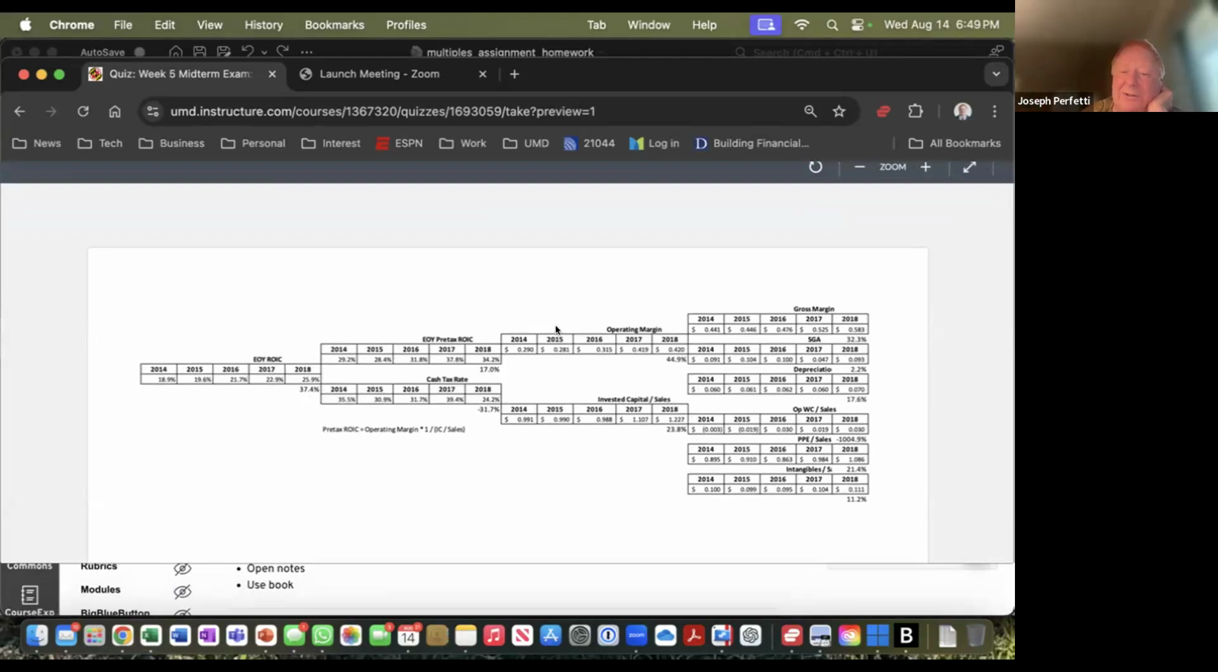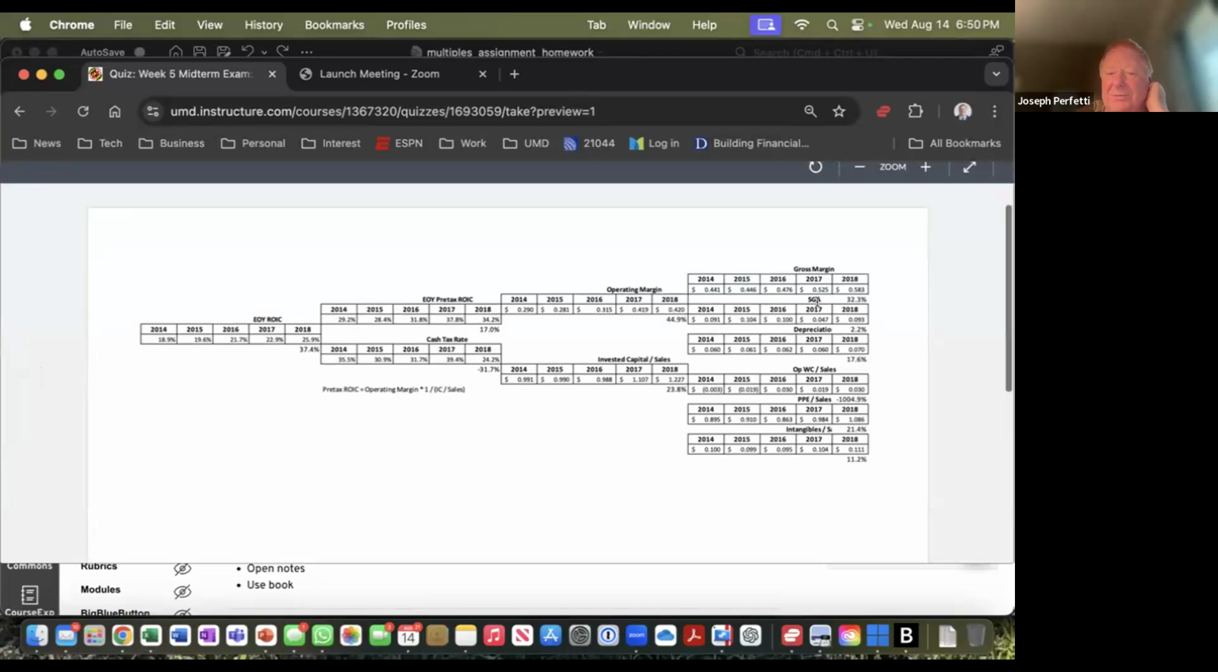Second level drivers, why did the operating margin improve? Number 1, gross margin went from 44 to 58. So that was the primary reason the operating margin improved. SG&A stayed pretty flat, 9.1 to 9.3, and depreciation actually went up unfavorably by a penny. So all the operating margin was gross margin.